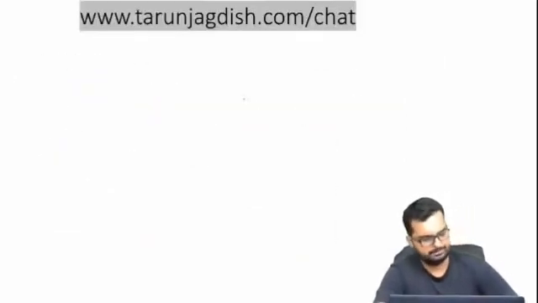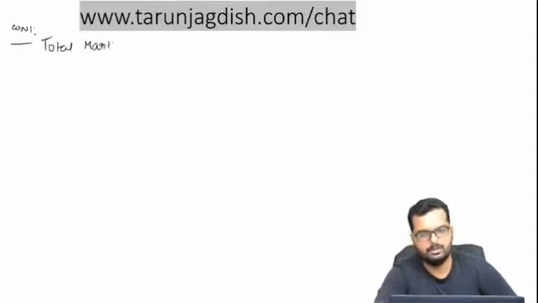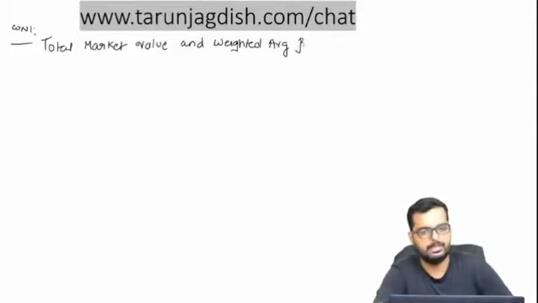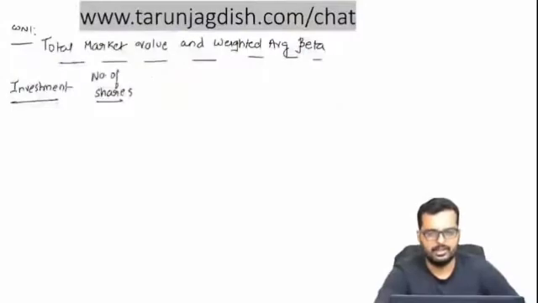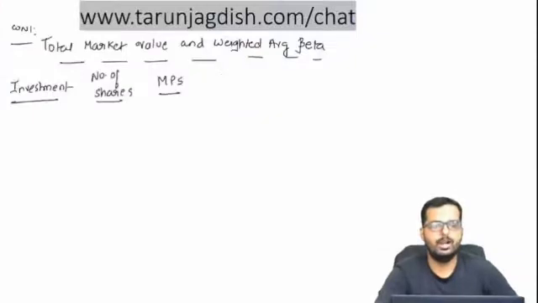Let us do it one by one. Let's write down working note number one, total market value and weighted average beta. This can be found out. I'll give a heading called investment. Here you will have the number of shares, then the market price per share, then the market value.